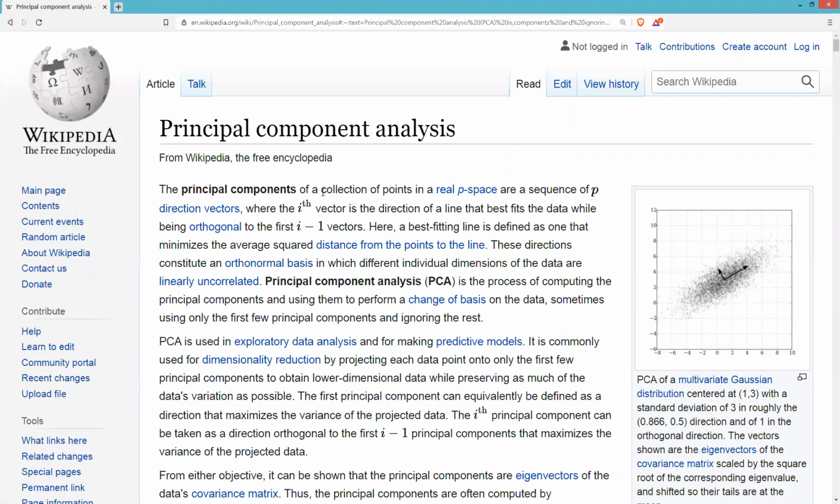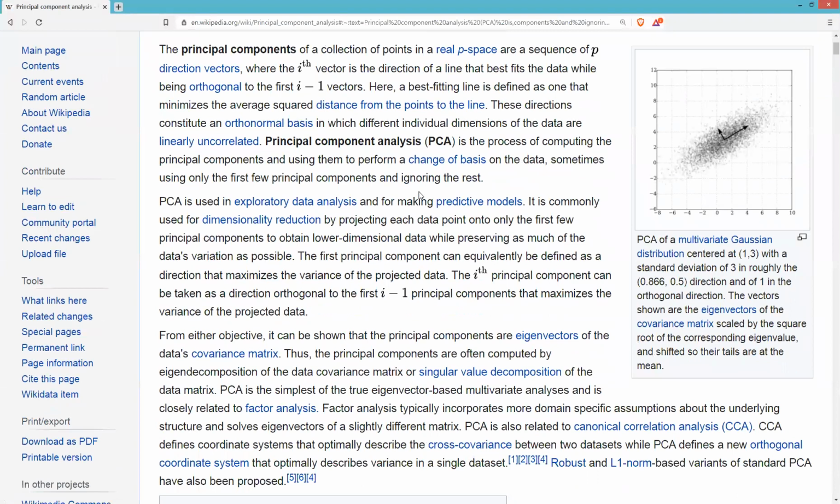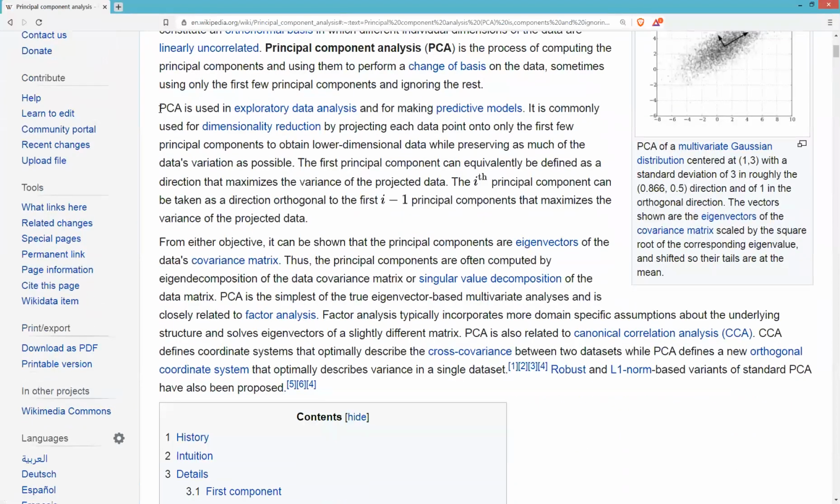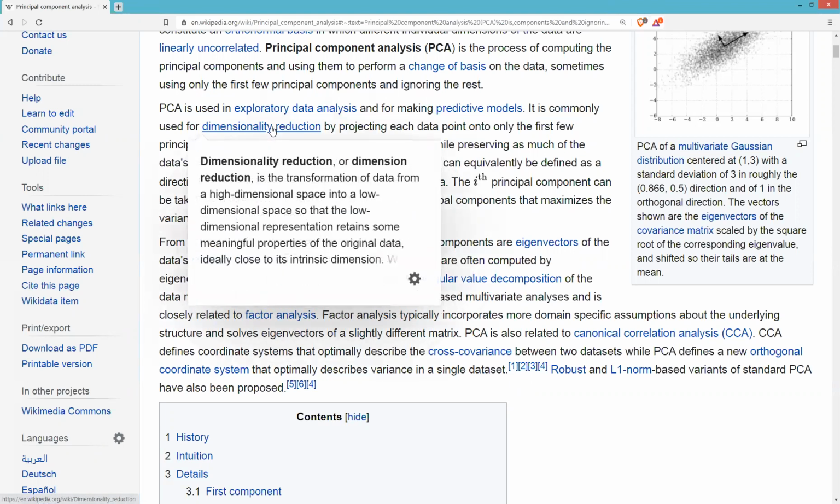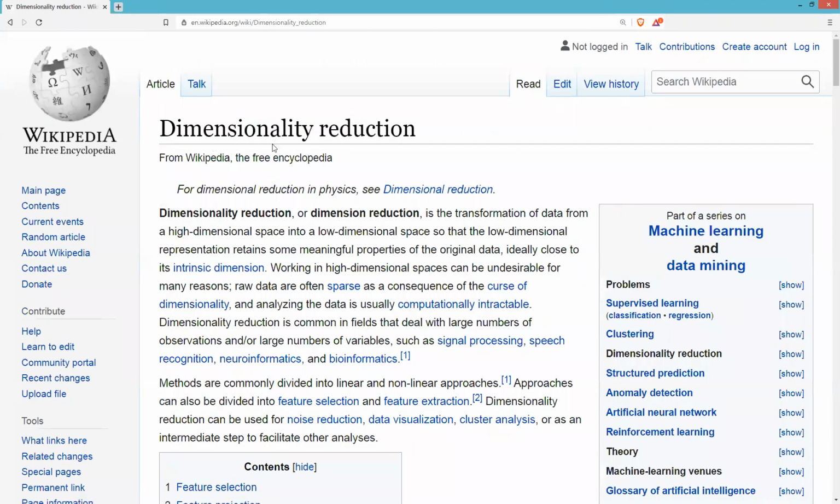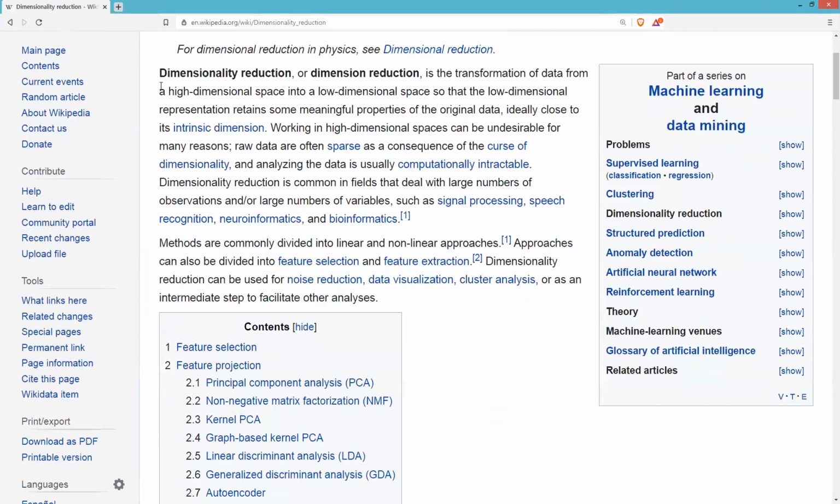So the principal component of a collection. So we can check it. You can skip this part. PCA is used in exploratory data analysis and for making predictive models. And it is commonly used for dimensionality reduction. Okay, so what is dimensionality reduction? It is a very important concept.